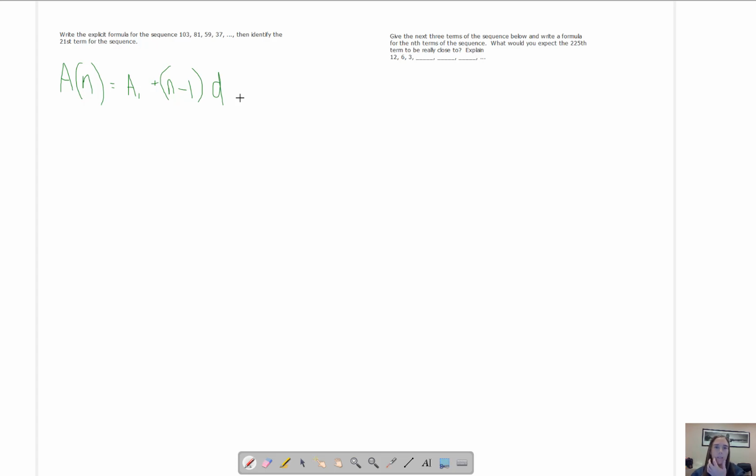Okay, so in an arithmetic sequence, you're basically adding or subtracting some number to every term, and that's what the common difference is. To create this formula, we're going to take the first term, which is 103. So we're going to say a sub n equals 103, and then plus, and because we're just making a formula, we're going to keep this n the same, n minus 1, and then we have to find the common difference.